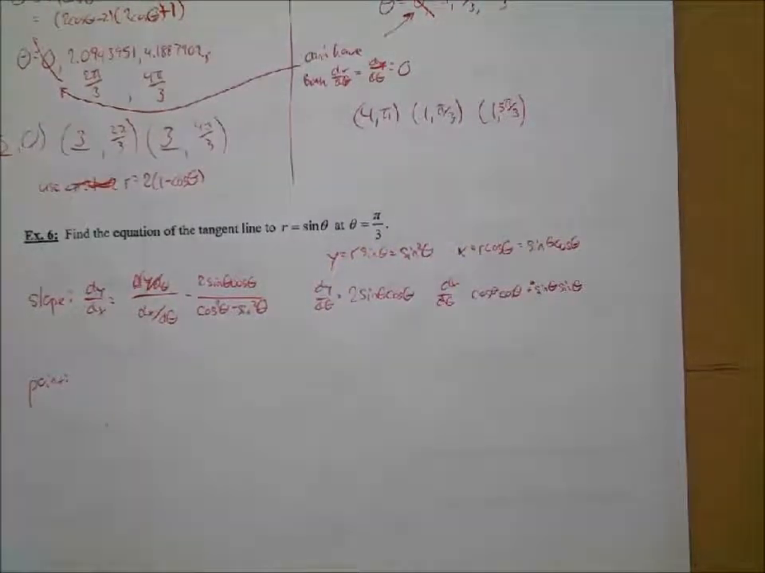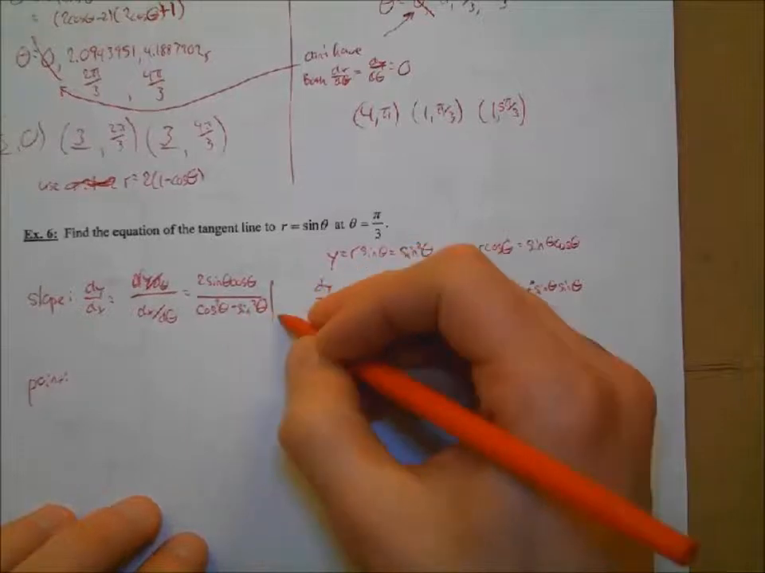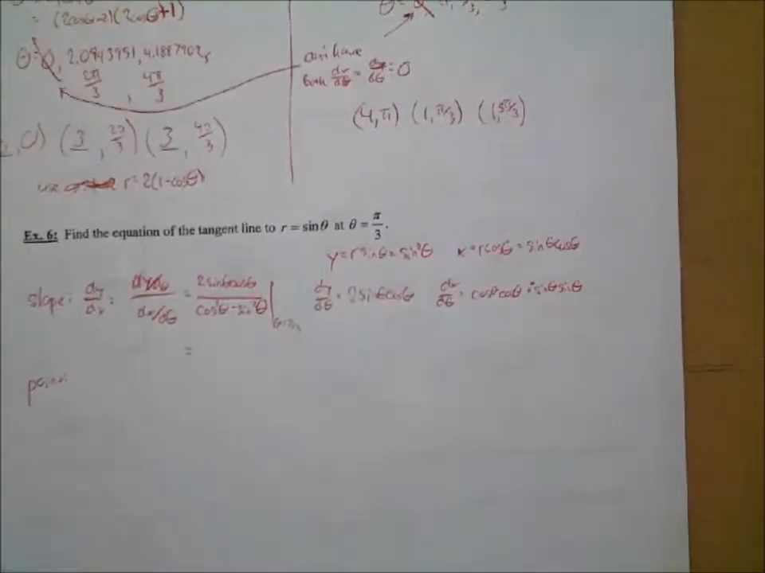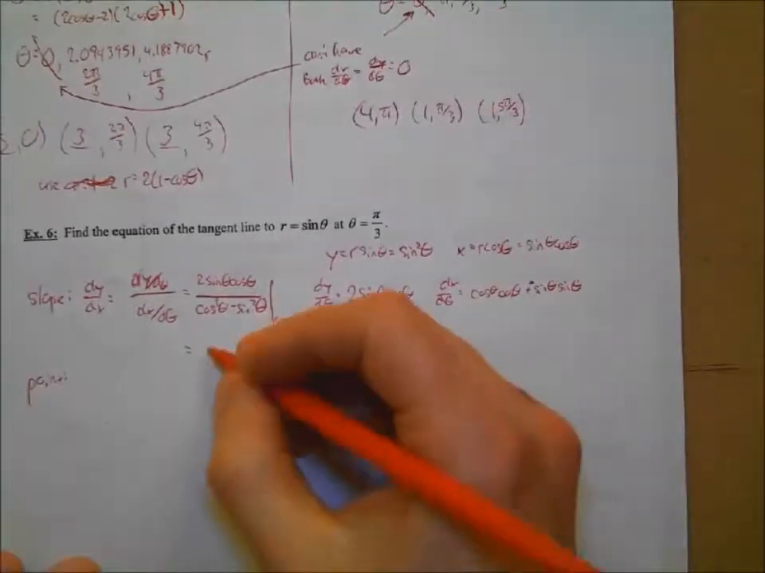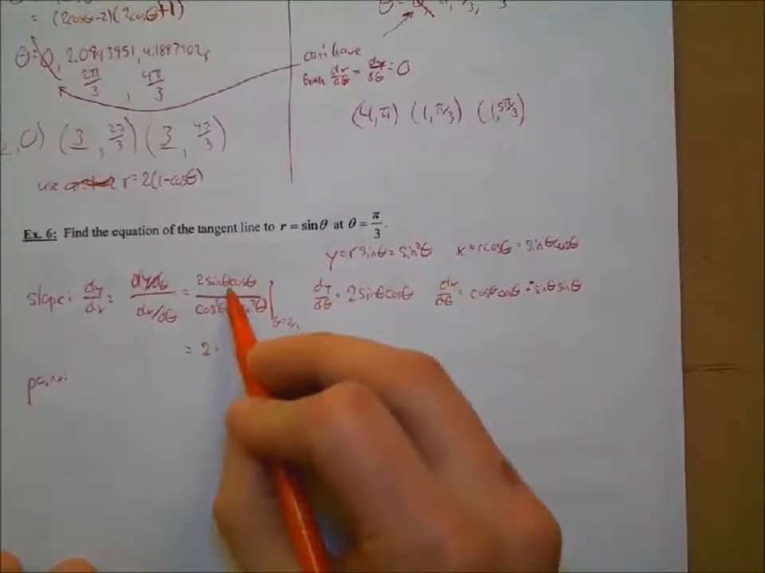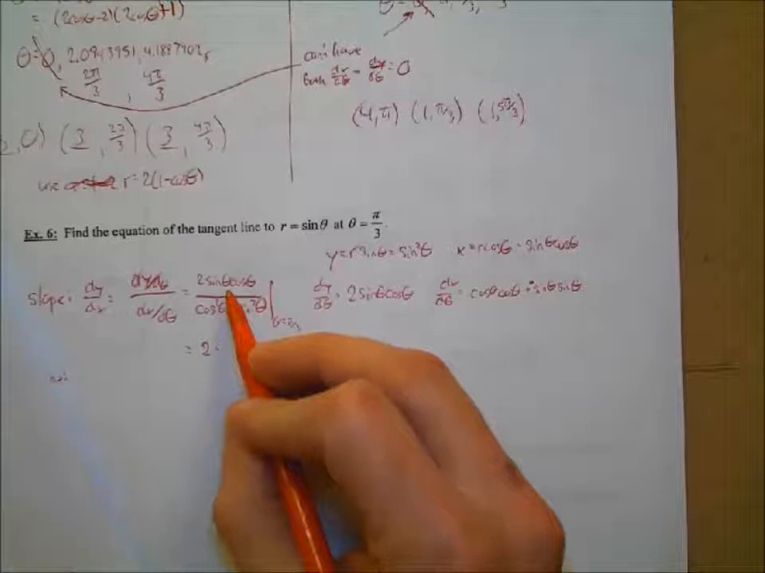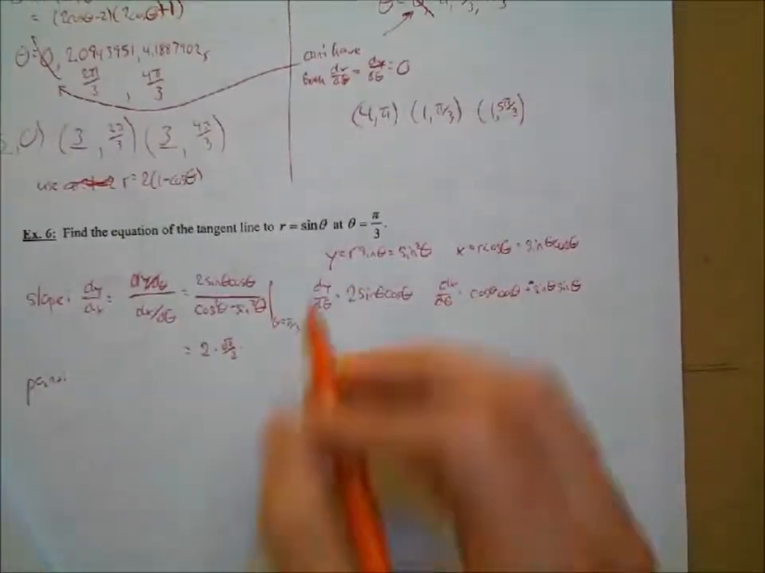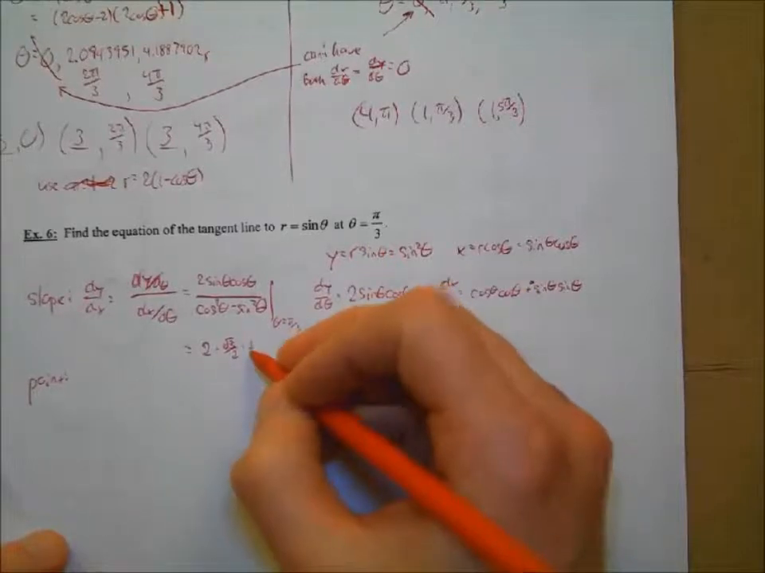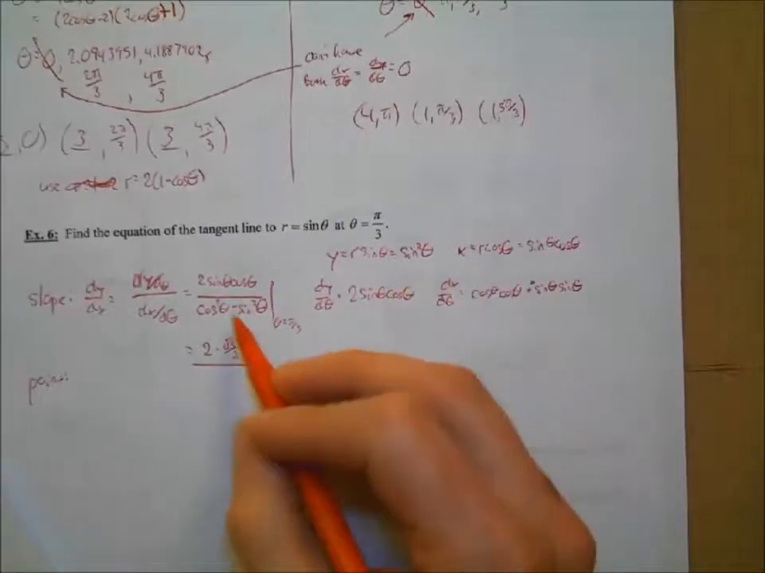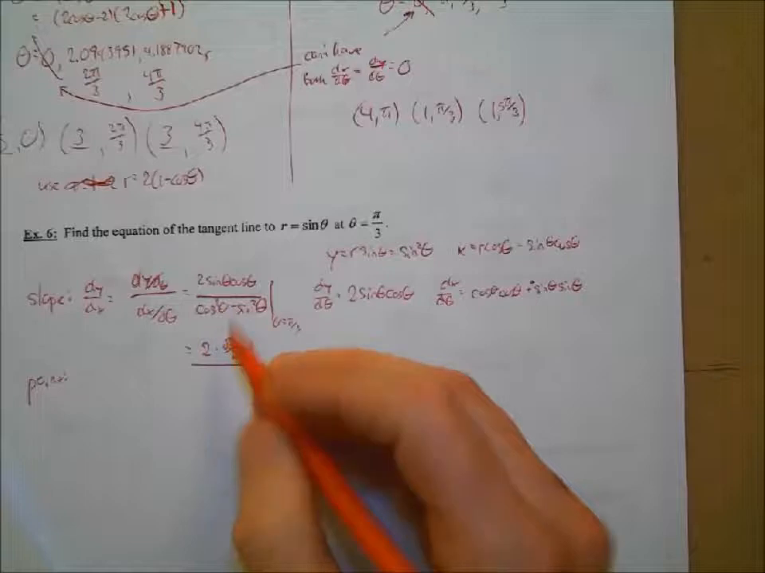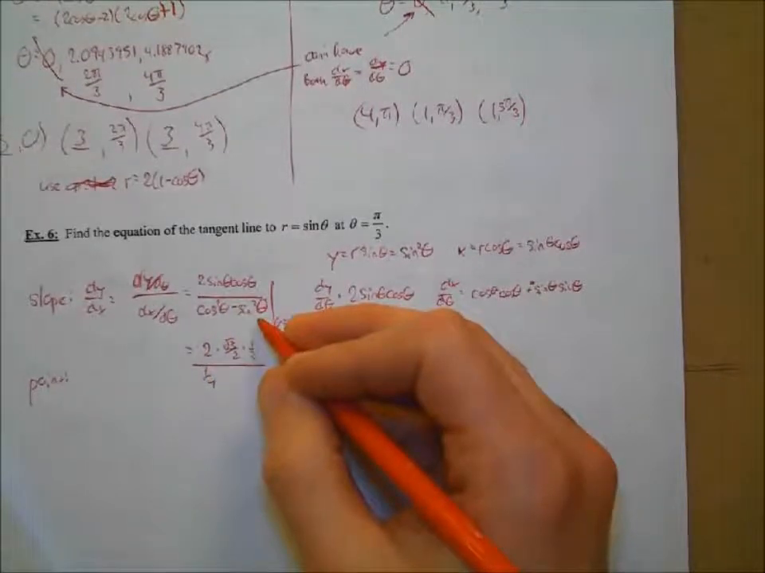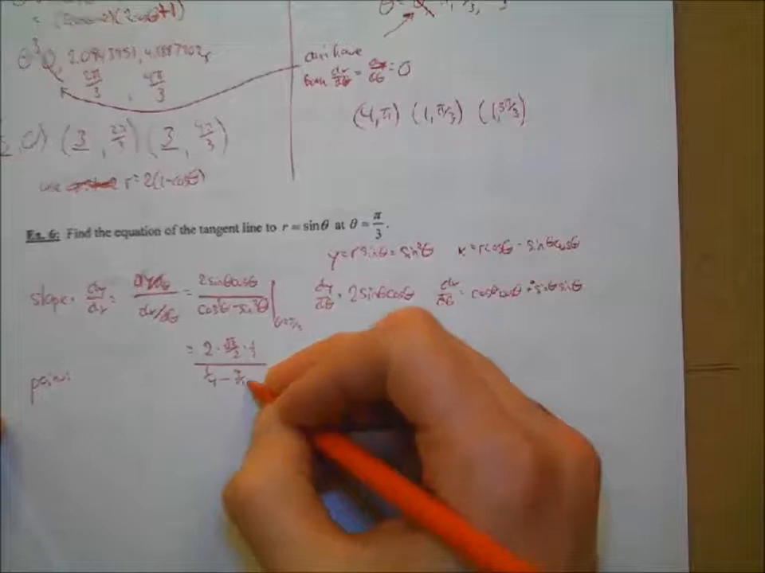And we're going to evaluate that at theta equals pi over 3. Okay, so we'll have 2 times sine of pi over 3, root 3 over 2, times cosine of pi over 3, 1/2, over cosine of pi over 3, 1/2, but squared will be 1/4, sine of pi over 3, root 3 over 2, but squared will be minus 3/4.